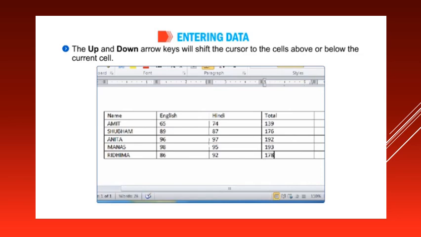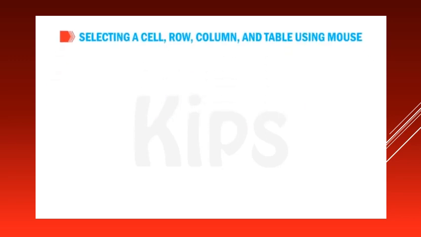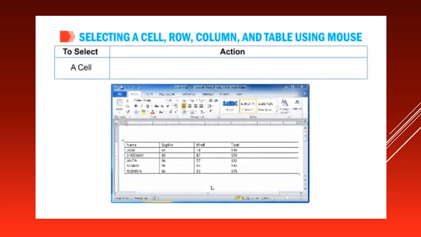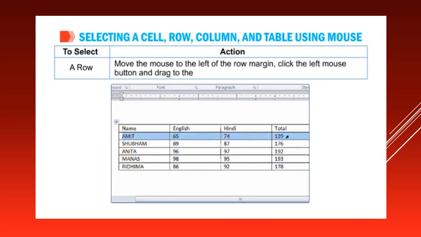Okay, let us understand how to select a cell, row, column, and table using the mouse. To select a cell, click on the edge of the cell. To select a row, move the mouse to the left of the row margin. Click the left mouse button and drag to the end of the row.